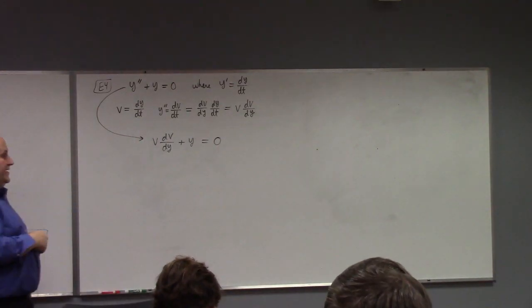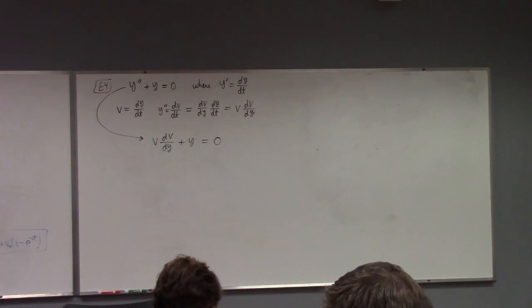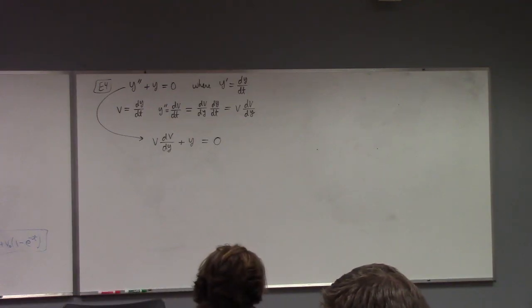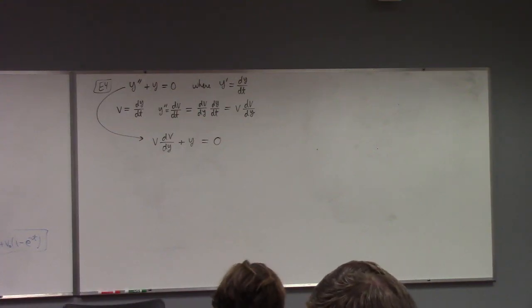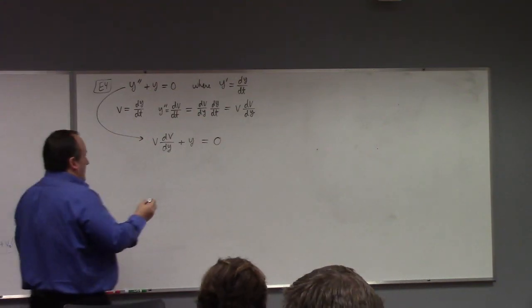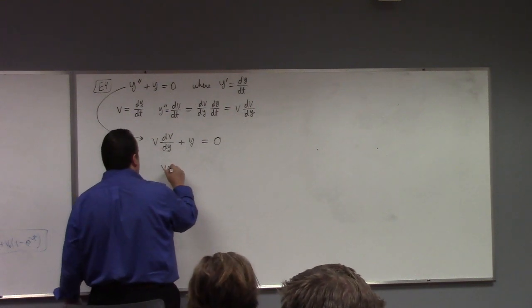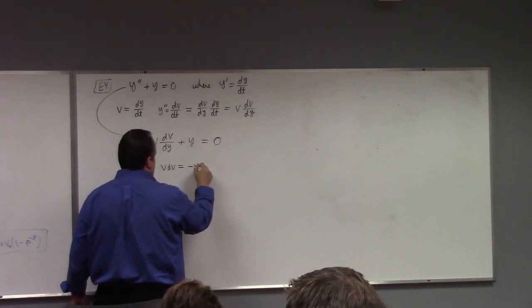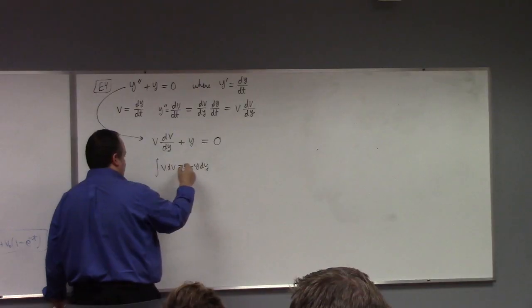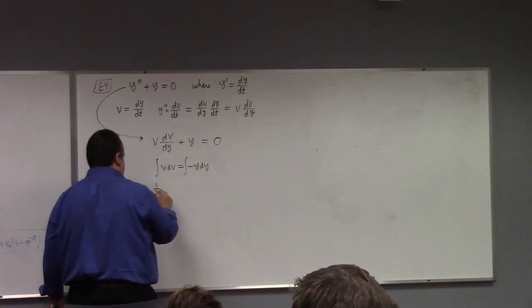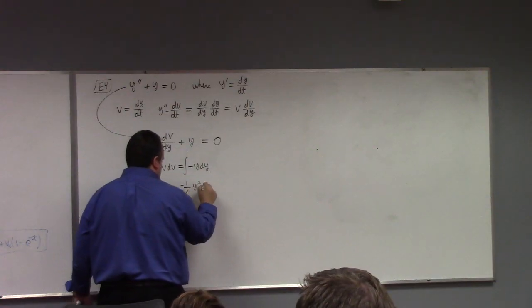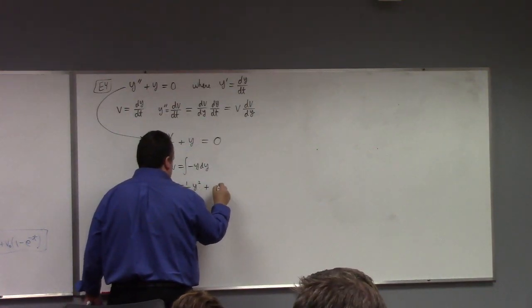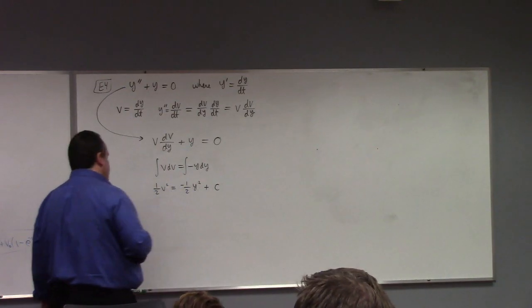So, hooray, now we have what? Now we have a separable differential equation just in the velocity and y. We can solve this, I hope. So this gives us v dv is equal to minus y dy. Hey, this one's nice. Integrate that thing. We've got ourselves one half v squared is equal to minus one half y squared plus a constant, I suppose.